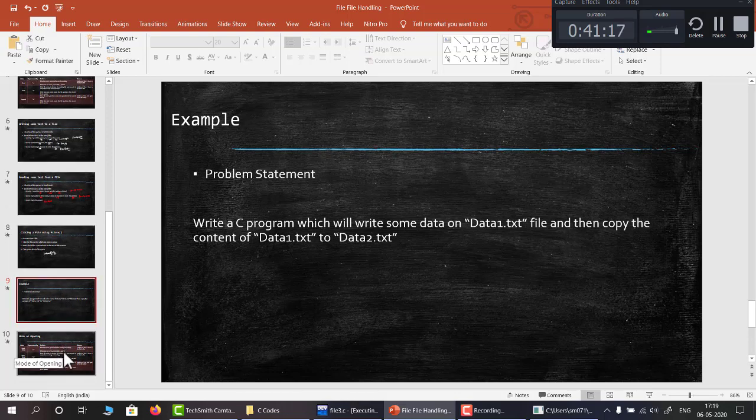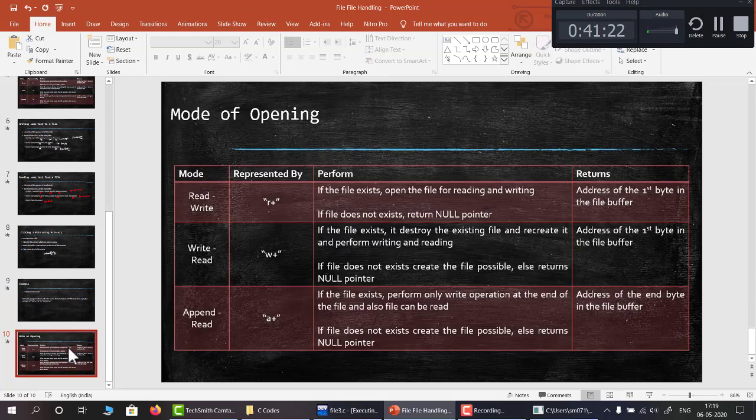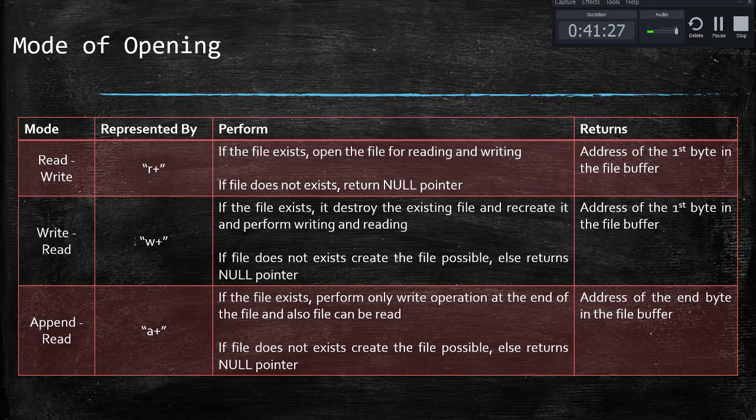Now next we will conclude our discussion by discussing the other three modes of file opening. The first one is read and write mode, represented within double quotation marks as "r+". Here we can perform both the read and the write operation. If the file exists, we can perform read and write operations. If the file does not exist, then it will return a null pointer, and like r mode, it will return the address of the first byte in the file buffer.